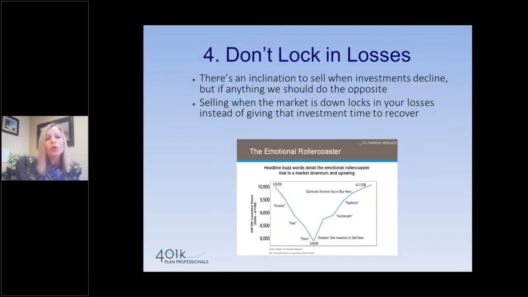Number 4, don't lock in your losses. You may have heard the phrase, don't lock in your loss, or a loss on your statement is a paper loss. Basically, these phrases are saying that it's detrimental to sell when your investments decline. Selling when the market is down locks in that loss instead of giving the investment an opportunity to recover.